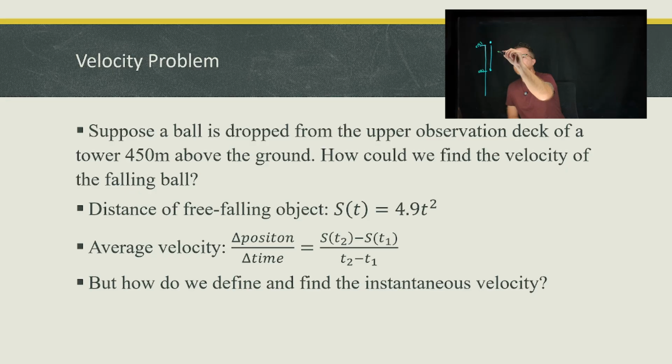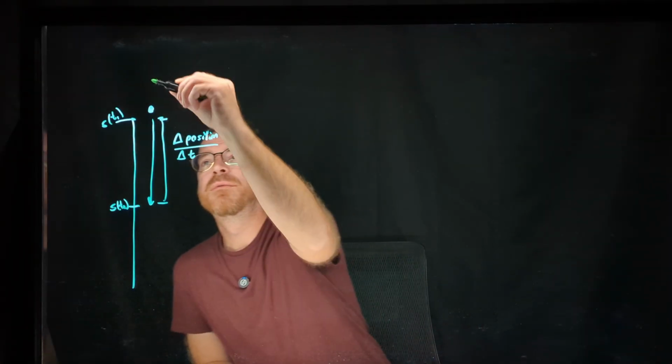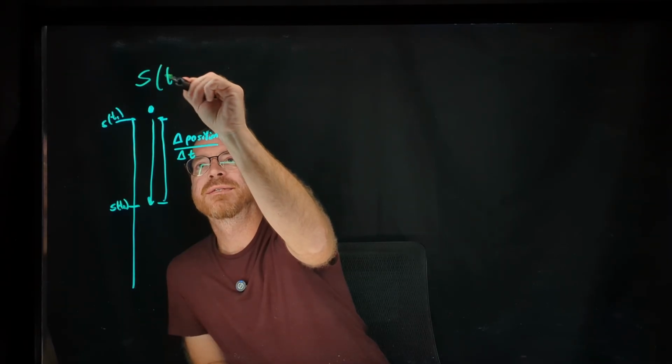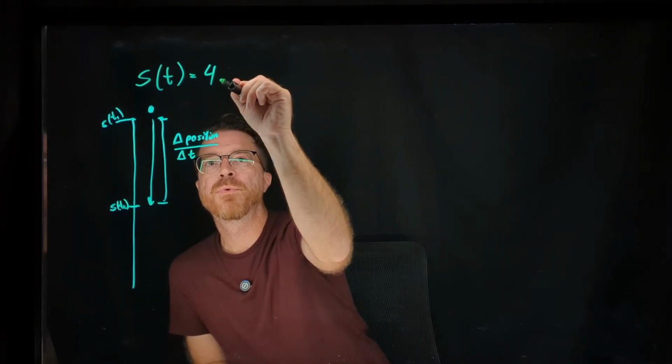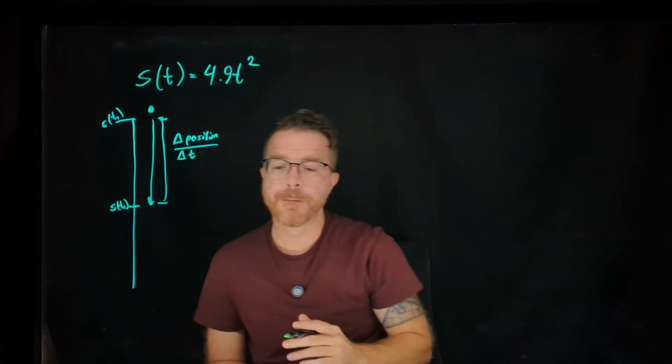It would just be the change in position, which in this case is from here to here. You take s at t2, subtract off s at t1, and you get the distance between those two positions, over the change in time. How much time did it take to get from position 1 to position 2? And this would give us our average velocity. On average, at what speed is this ball falling? Where the position of the ball was described by s of t equals 4.9 t squared.